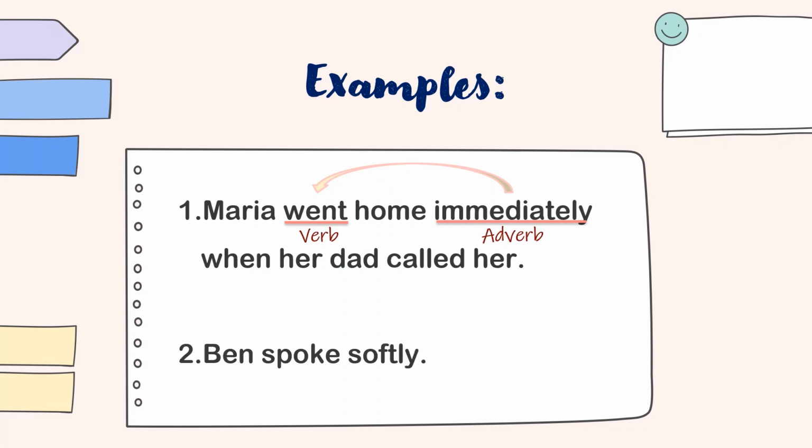Number 2, Ben spoke softly. In this sentence, softly is the adverb and it modifies the verb spoke because it tells us how Ben spoke. How did Ben speak? Alright, he spoke softly.